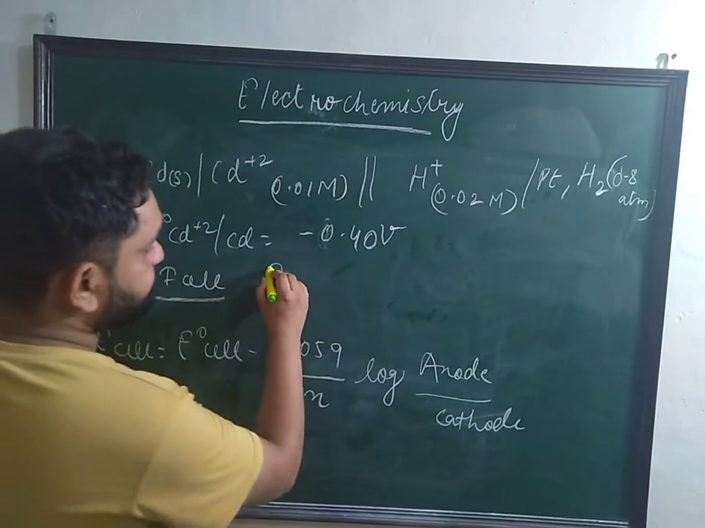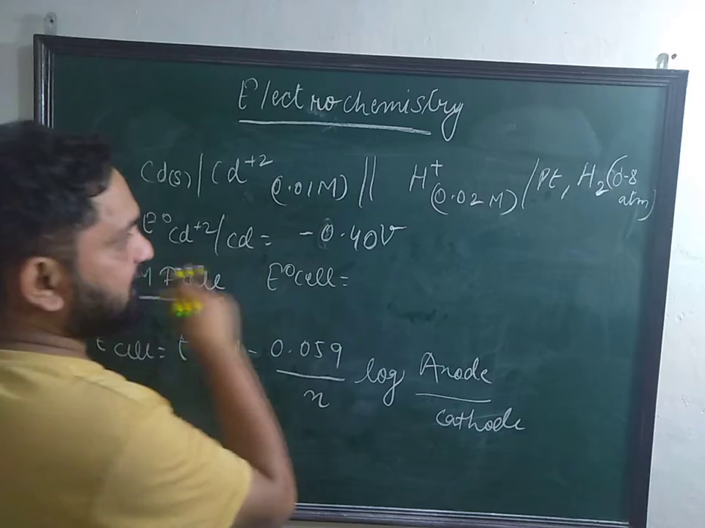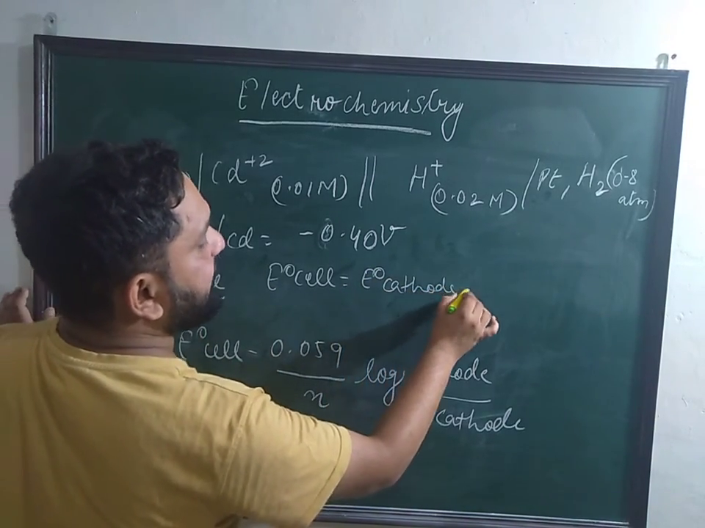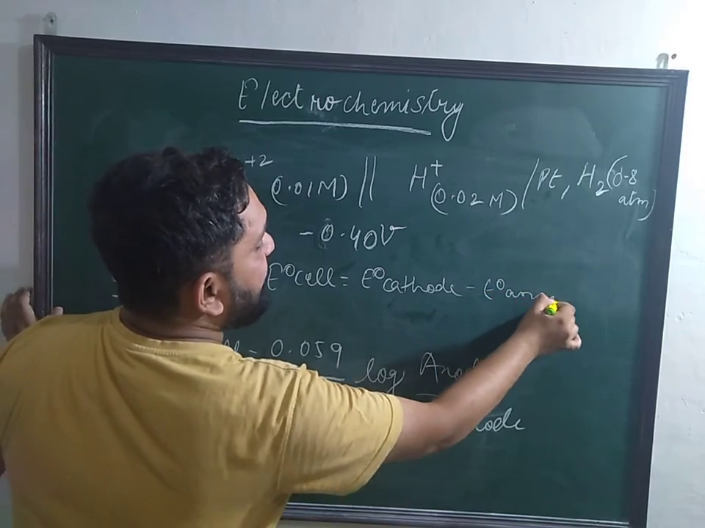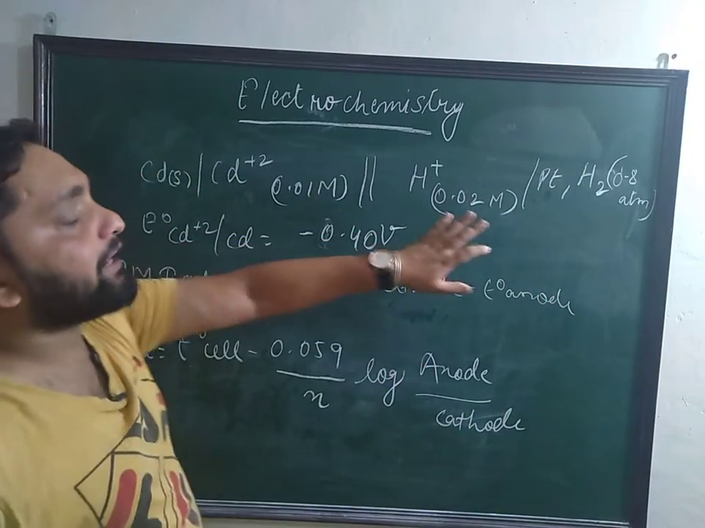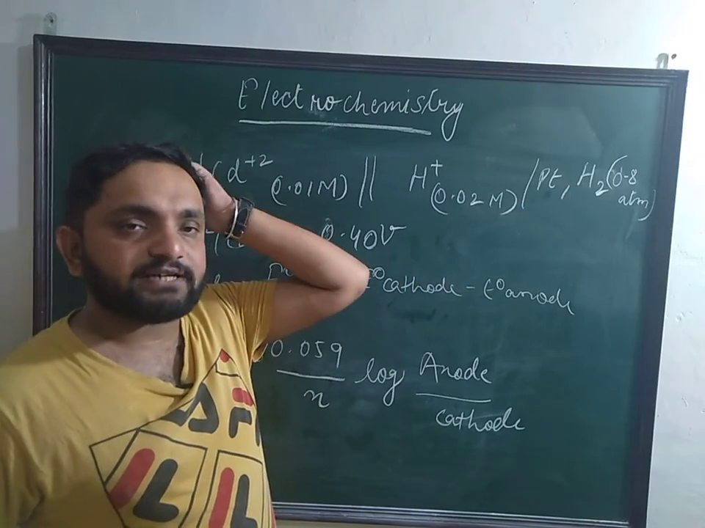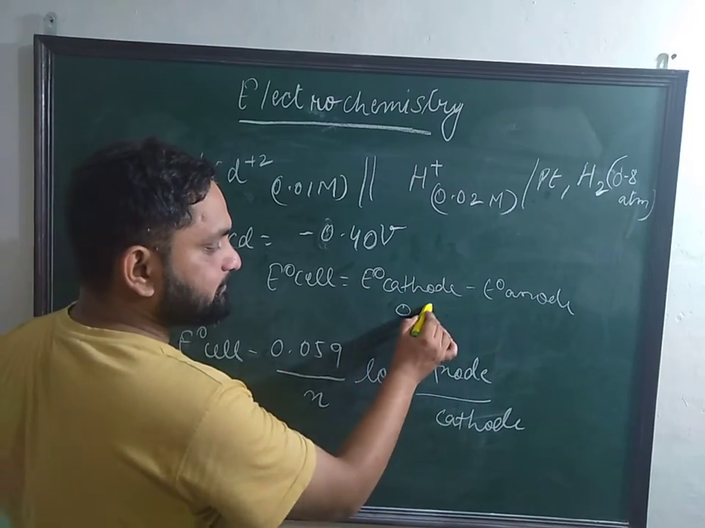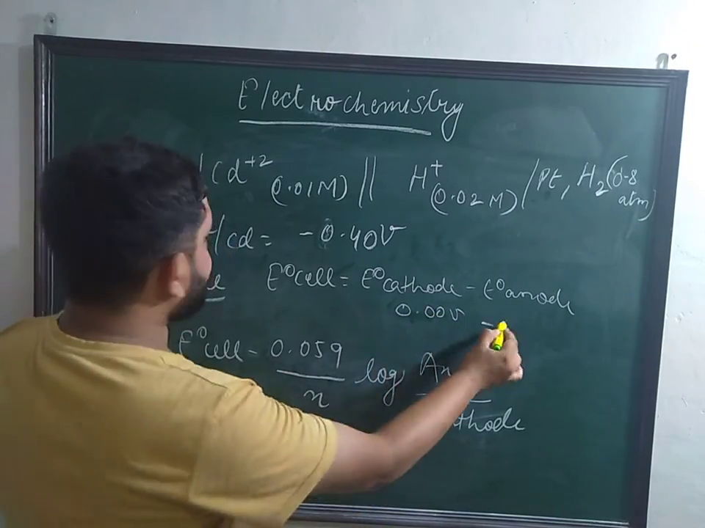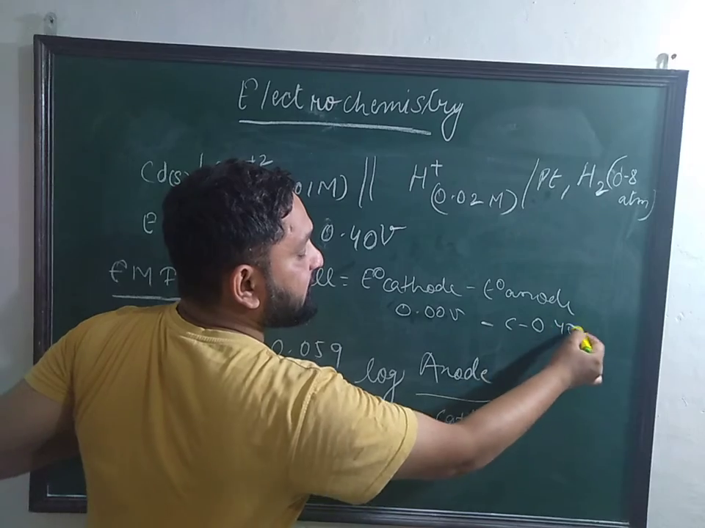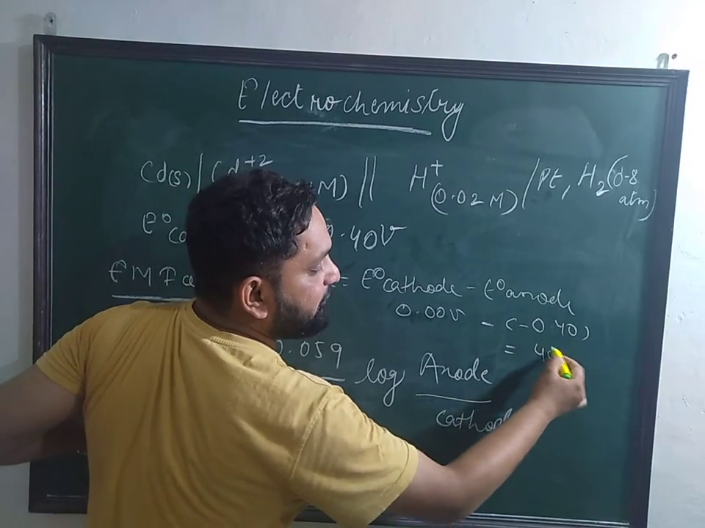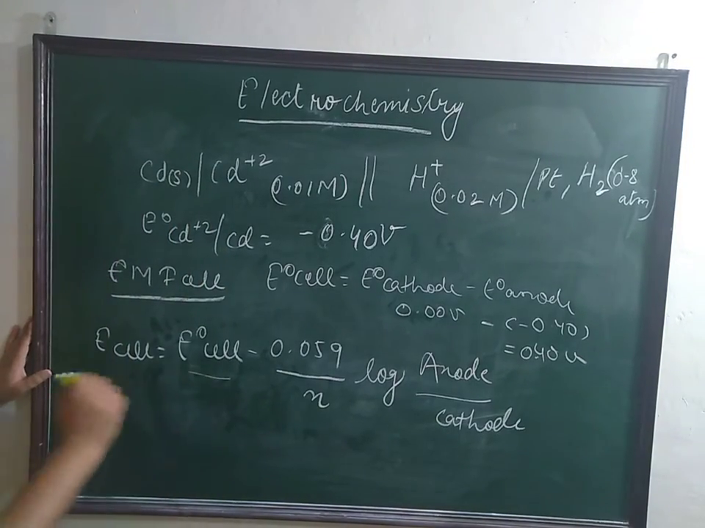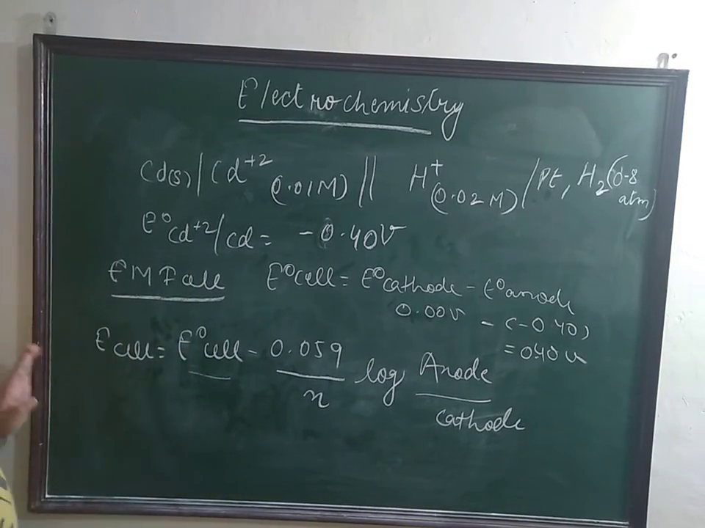E naught cell is E naught cathode minus E naught anode. The SRP value of the cathode, the standard hydrogen electrode, is 0 volt. E naught anode is minus 0.40 volt. Then what is the E naught of the cell? Plus 0.40 volt. So we come to the conclusion that E naught cell is plus 0.40 volt.